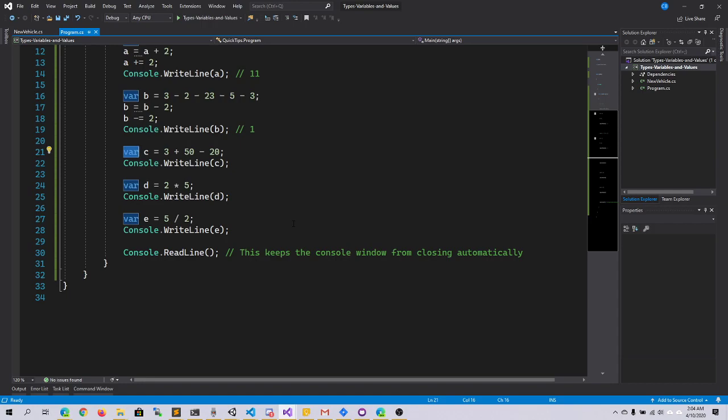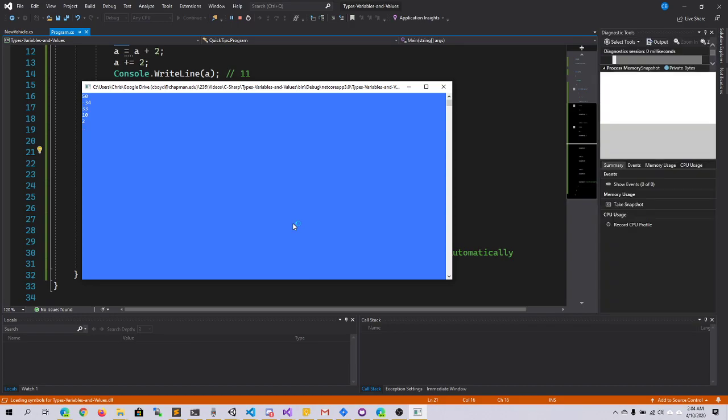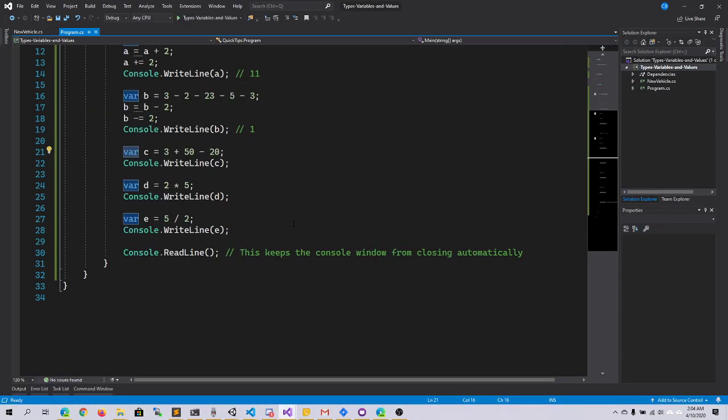Now notice that when I ran this, it went ahead and resulted in a value of 2. That is because var will go ahead and figure out what kind of variable E needs to be. And it's going to look at, well, what am I doing here? I'm dividing two numbers. However, I'm dividing two integers. In C#, if you wanted to go ahead and get a fraction, at least one of these would have to be defined as a float, okay?